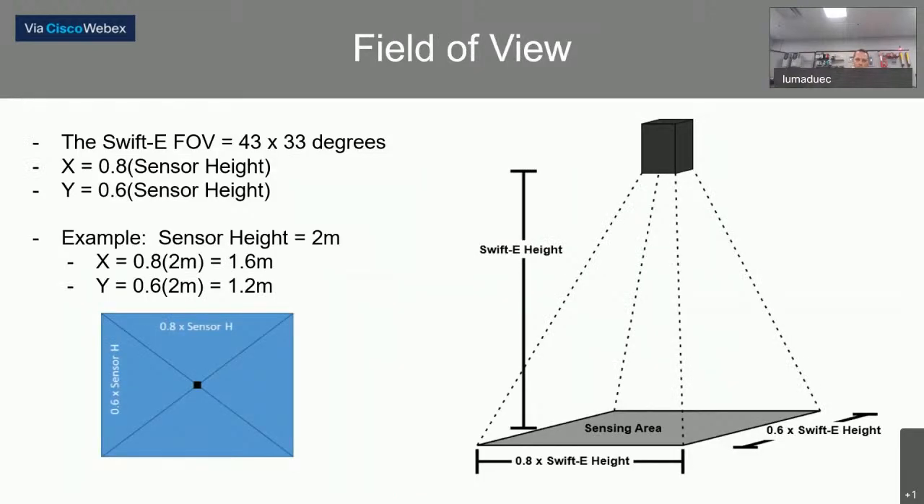This slide explains the field of view and how that's calculated. It's based on the distance the sensor is mounted from the target. So the X direction would be 80% of that, the Y being 60%. So with a 2 meter distance, I'm going to get a 1.6 by 1.2 meter field of view.